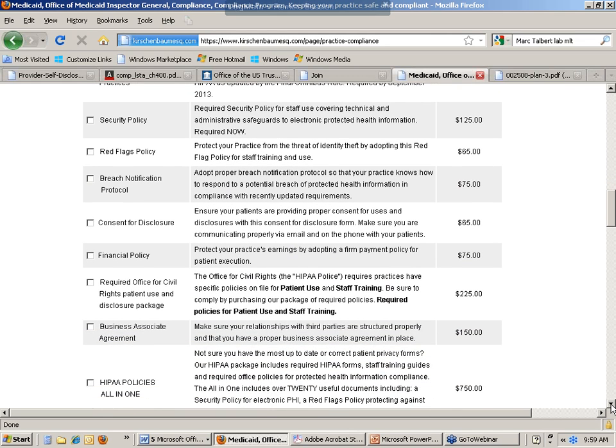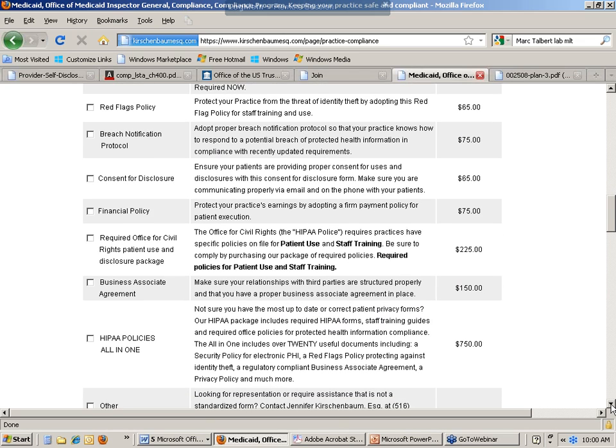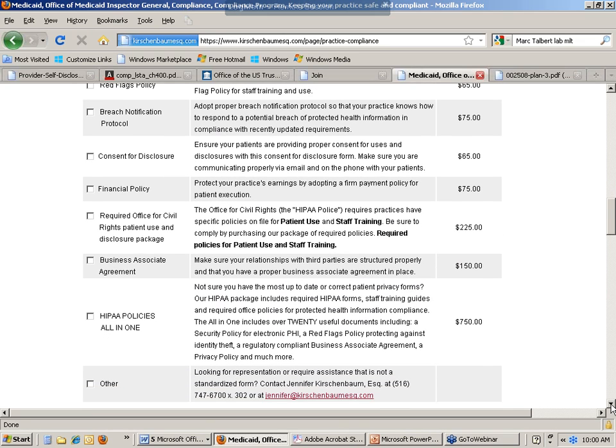Breach notification, I think every practice should have this on file. We customize it for you. And by the way, the customizing, if you call me up and you say, Jennifer, I really want this incorporated, I'm not going to bill you for that time. I don't bill you for the changes, but I do bill you for the policy because we have to take the time to put it together, and we have to customize it for you.